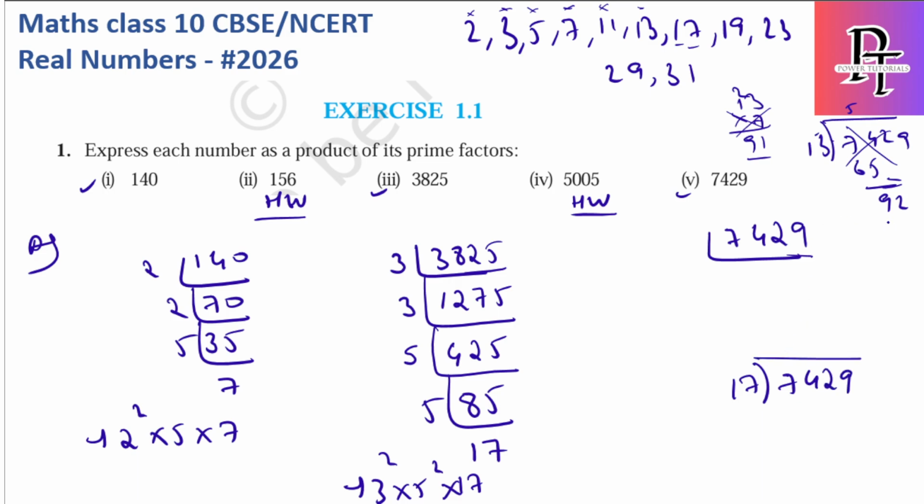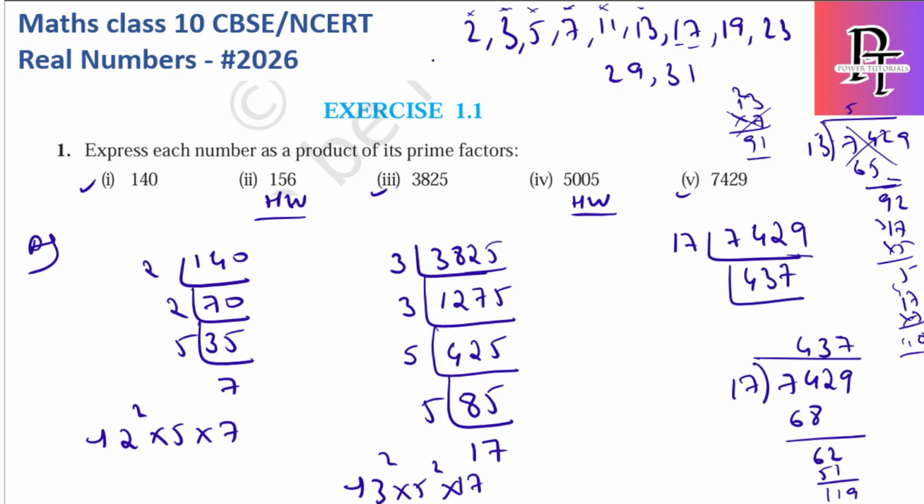17 fives are 85, 17 fours are 68, 17 threes are 51, 17 sevens are 119. Okay, again I'll get 7. So 17 into... I got it as 437.